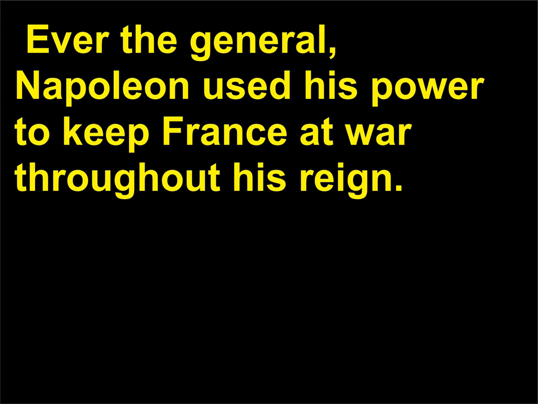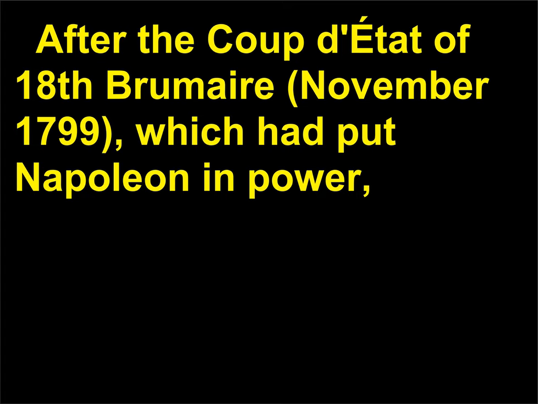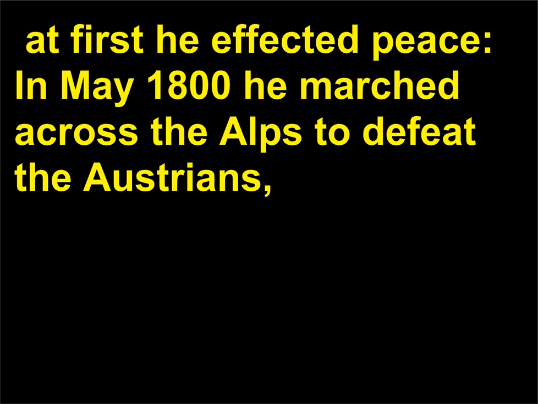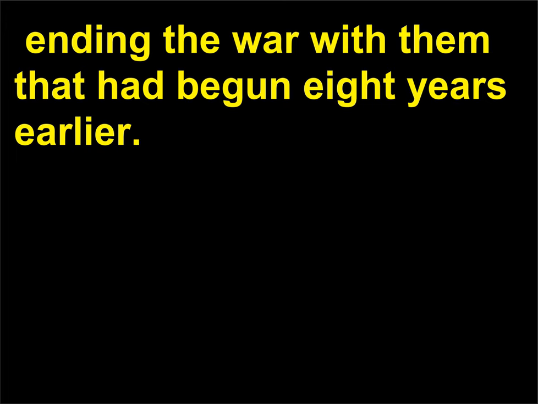After the coup d'état of 18th Brumaire, November 1799, which had put Napoleon in power, at first he effected peace. In May 1800 he marched across the Alps to defeat the Austrians, ending the war with them that had begun 8 years earlier.